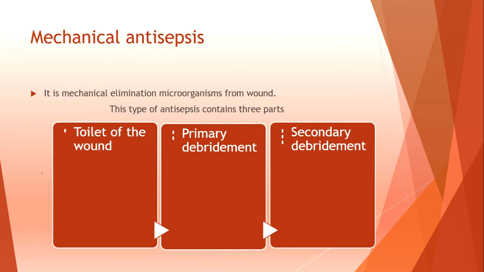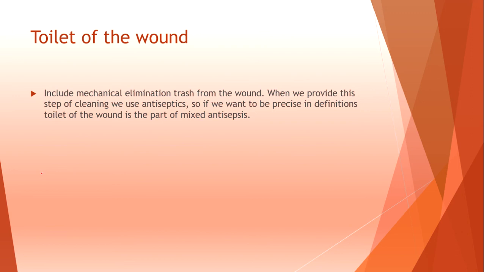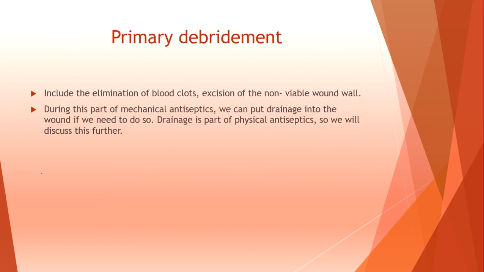Mechanical antisepsis is the mechanical elimination of microorganisms from the wound. This type of antisepsis contains three parts: toilet of the wound, primary debridement, and secondary debridement. Toilet of the wound includes mechanical elimination of trash from the wound. When we provide this step of cleaning, we use antiseptics. So if we want to be precise in definitions, toilet of the wound is a part of mixed antisepsis.